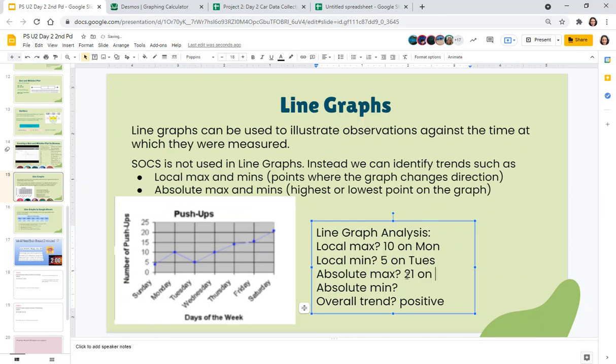21 on Saturday. And absolute minimum, which day? Sunday. How many do you think that is? 4. Okay, 4 on Sunday. All right, good.